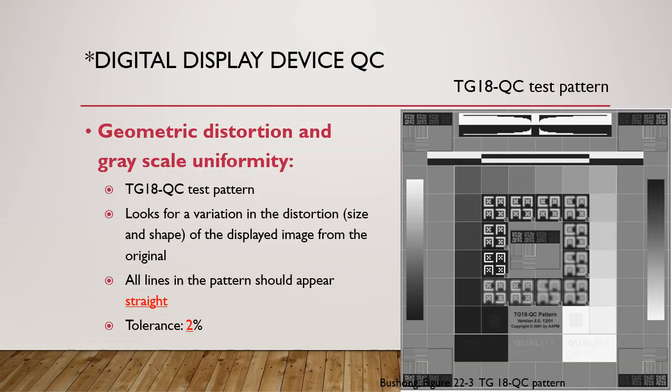The TG18QC test pattern is used for geometric distortion and grayscale uniformity. It looks for variation in the distortion, which is size and shape of the displayed image from the original, and all lines in the pattern should appear straight. The tolerance is 2%.